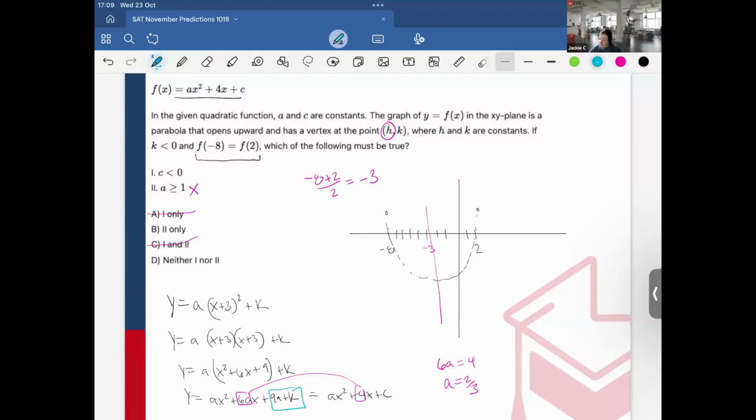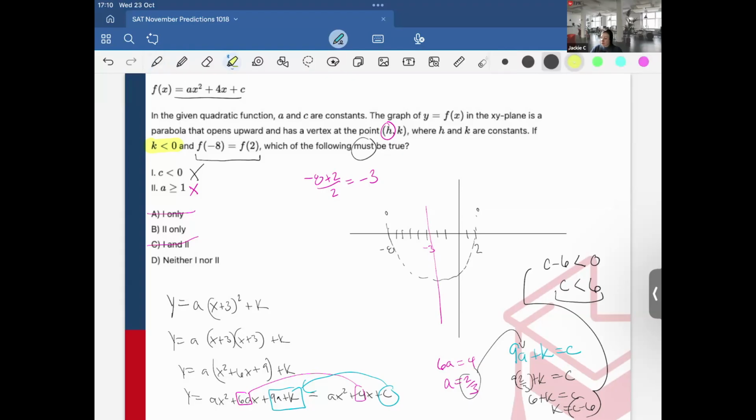Likewise, I know the c value here would correlate to 9a plus k is equal to c. And we can go ahead and substitute in the a from here. So 9 times 2/3 plus k is equal to c. So this will be 6 plus k is equal to c. So k is equal to c minus 6. And also in the problem, I'm told k is less than 0. I know k is equal to c minus 6, so I can say c minus 6 is less than 0. So c is less than 6. So it's not less than 0, it's less than 6. Also not true. So therefore, I can safely deduce that this is neither 1 nor 2. Oh my goodness, how amazing.